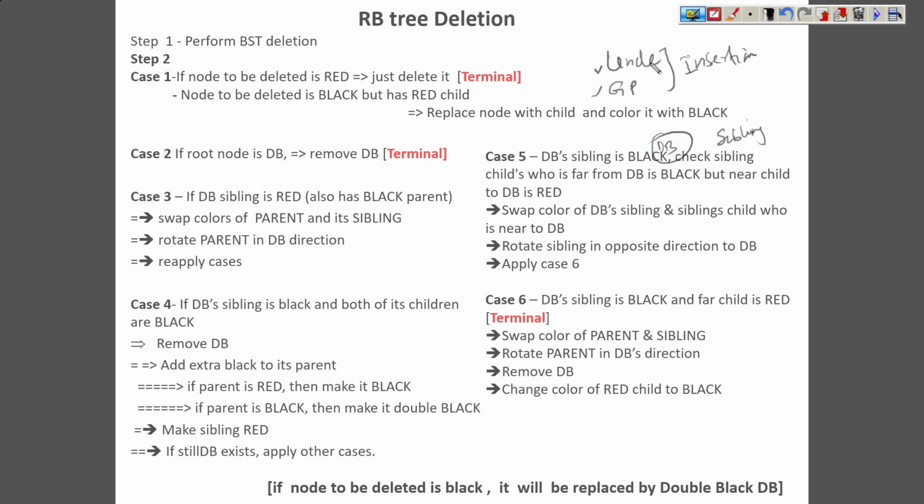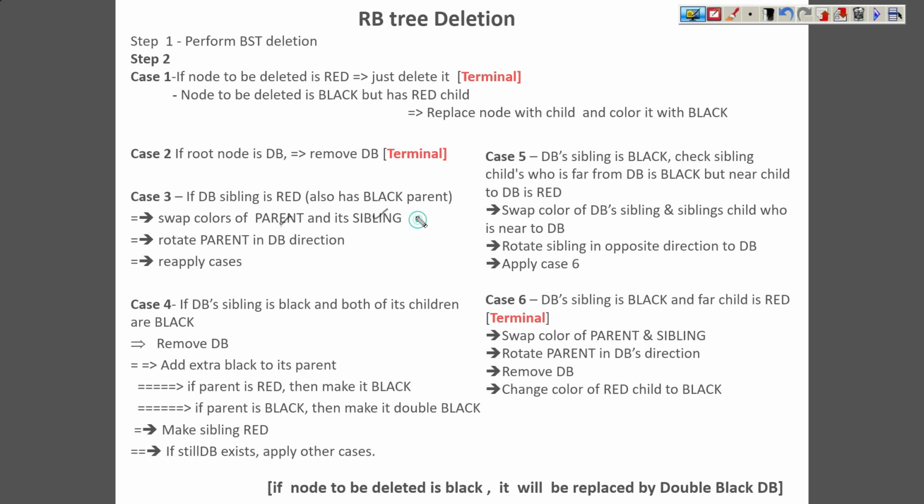So in the insertion case, we look at the uncle, the parent's sibling, and here we look at the sibling of the node which actually suffers from double black. So if the DB sibling is red, and it also has a black parent, then we do these operations. We swap the parent and the sibling color, and rotate the parent in the DB direction. So let us understand a scenario.